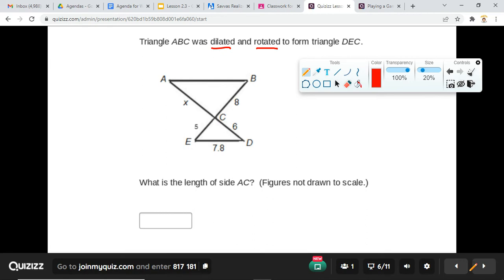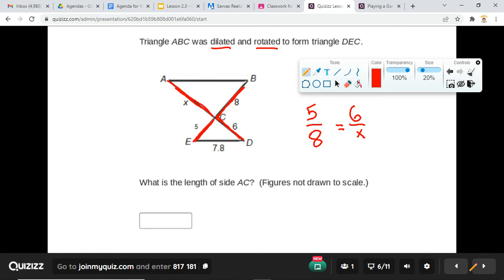So what we're going to do is take our new side length and our old side length and put them over one another, okay? So we're going to put new over old, or 5 over 8, and that should be equal to our other side length here. So on this one, our side length is 6, is our new one, and x is our old one.